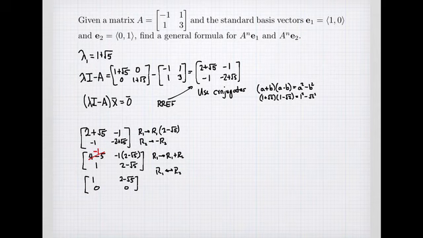And I can now see that I have a free variable. x2 is free. So my equation is x1 plus 2 minus root 5 times x2 equals 0. If we say x2 equals t, then x1 is going to be equal to negative 2 minus root 5 times t. And so I get my eigenvector belonging to this eigenvalue.